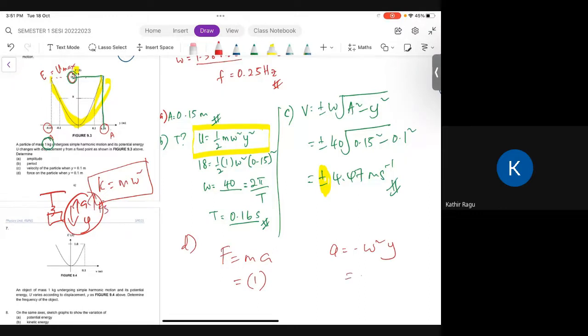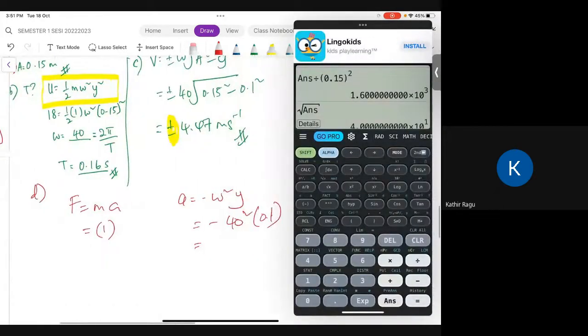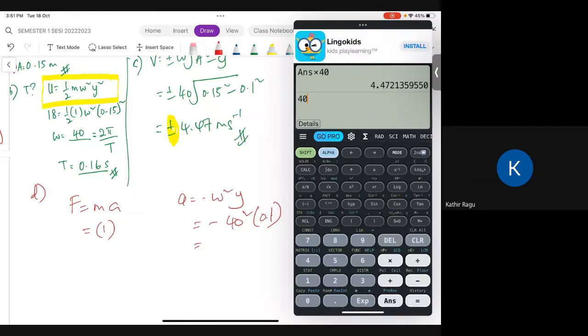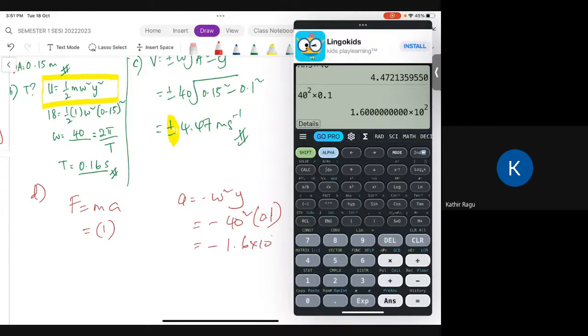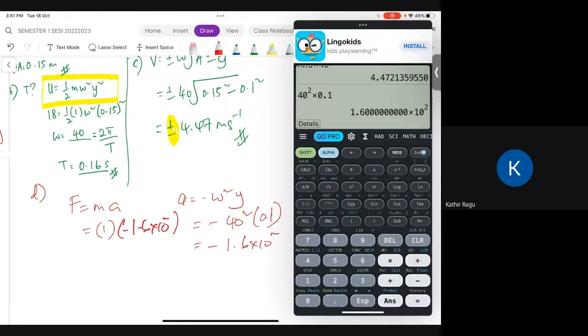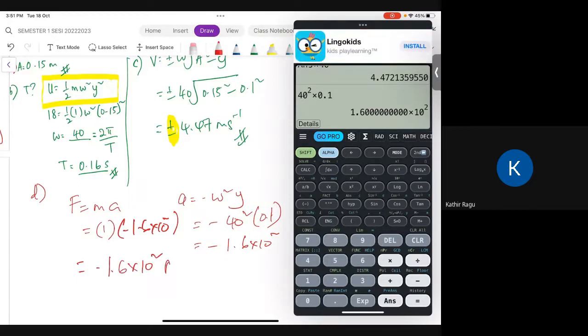So you boleh je guna formula ni yang a = -omega squared y. So ini 40 squared, y adalah 0.1. So you akan dapat a lah. Kenapa negatif madam? Ya negatif sebab y positif, a mesti negatif. So 40 squared times 0.1. So you dapat negative 1.6 times 10 power of 2. So substitute here. So jawapan you dapat sama je lah. Negative 1.6 times 10 power of 2 Newton.